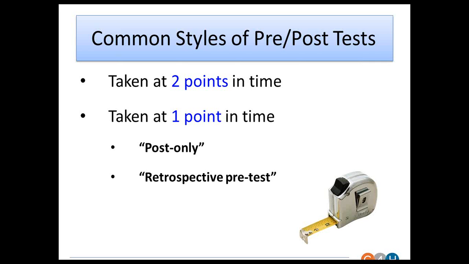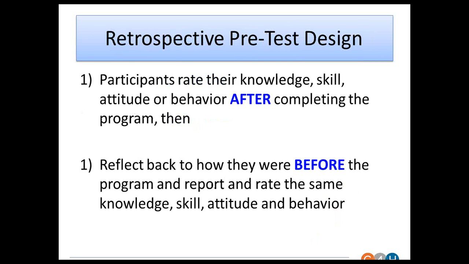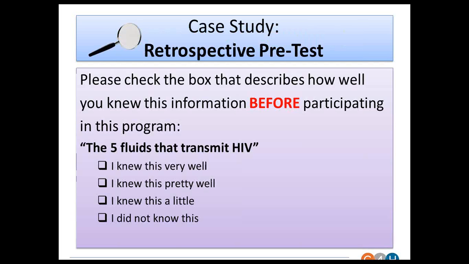Another type that's common is called a retrospective pretest, which is what we're going to talk about in the next slide. So in a retrospective pretest, the pretest is not given before the program begins, but rather it's combined with the post test, and both are given at the end. Here, what we want the participant to do is to think about how they are now and compare this with how they were before. This is also sometimes called a post-then-pre design.